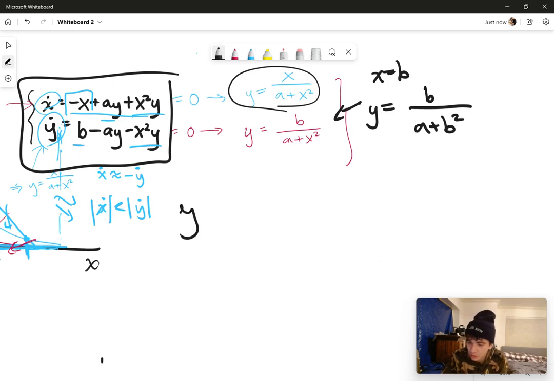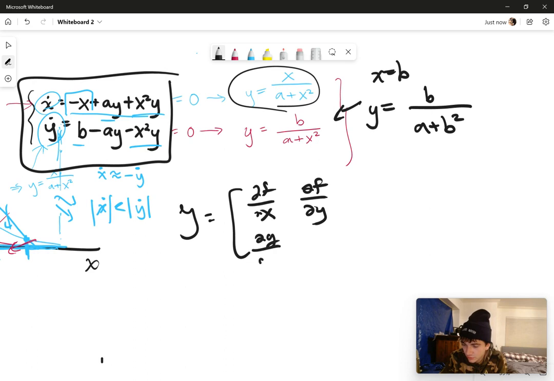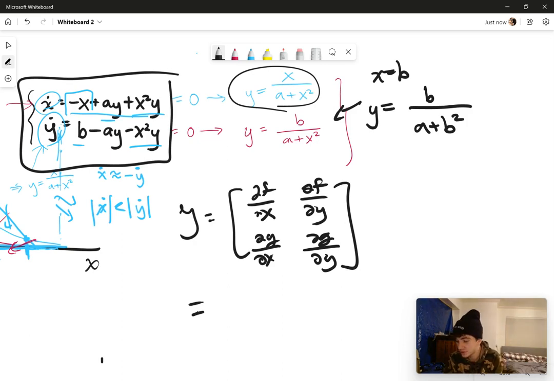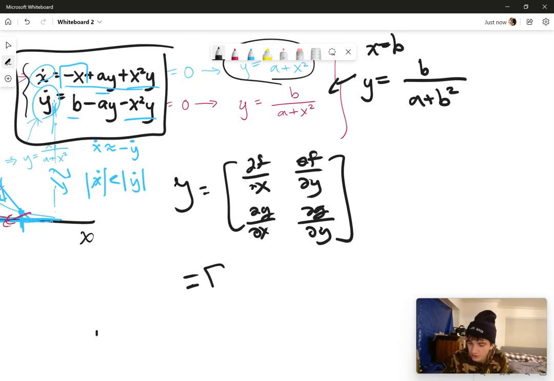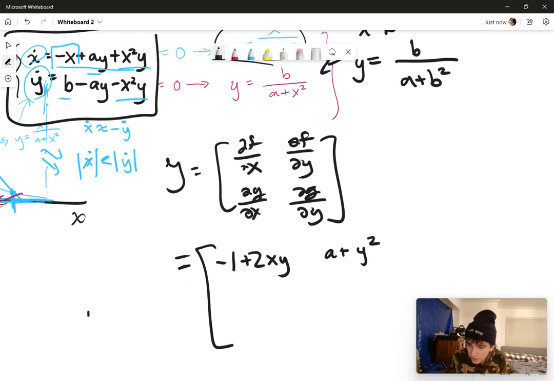the fixed point. Okay. So if you remember, the Jacobian is just partial f over partial x, partial f over partial y, partial g over partial x, partial g over partial y. Okay, and so this is a local linearization of the system. And so I'm going to go ahead and take these partial derivatives, take the derivative of x dot with respect to x, and we're going to get -1 plus 2xy, and then a plus y squared is the partial derivative of f with respect to y. Here we have -2xy, and partial g, partial y is going to be -a plus x squared.